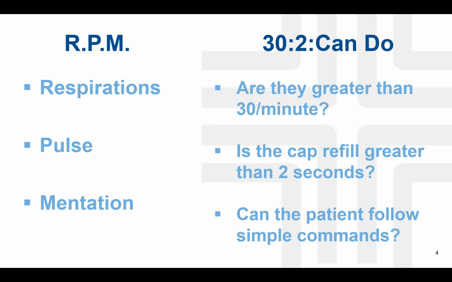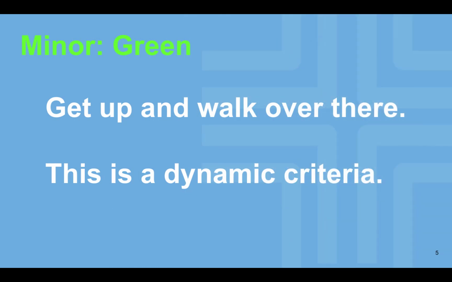And then mentation. Are they able to follow simple commands, right? What are some of those simple commands we can use? When we get on scene, the first thing we want to do is say, hey, everybody that can walk, I want you to stand up and I want you to walk over there, right? For scene management purposes, we want them to stand up and we want them to walk, and we mean walk. We want them to walk a ways away from the scene so that it's safer for us while we're taking care of everybody else, but also because they can cause distractions and get involved in stuff that they don't need to.